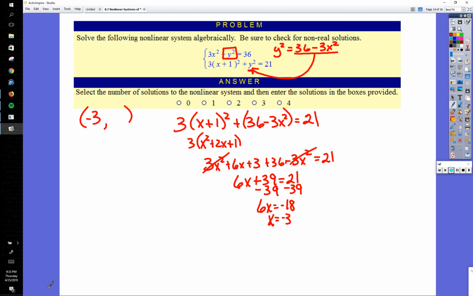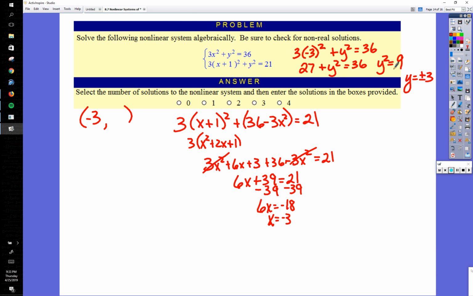So we got our x, negative 3. And now we got to find our y. So we're going to use a back substitution. Again, I'm going to try to pick the easier of the two to plug it back into, so I'm going to pick equation 1. And so I'm going to have 3 times negative 3 squared plus y squared equals 36. And I end up getting 27 here. Negative 3 squared is 9 times 3 is 27. Y squared equals 36 minus 27, so we're going to get two answers here. So y squared equals 9. Square root both sides. Don't forget that plus or minus sign. That's where I got the 3 from. So for this x, this negative 3, I actually get two answers. I end up getting positive 3 and negative 3 as my two answers.